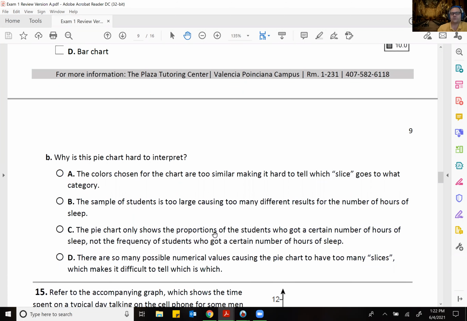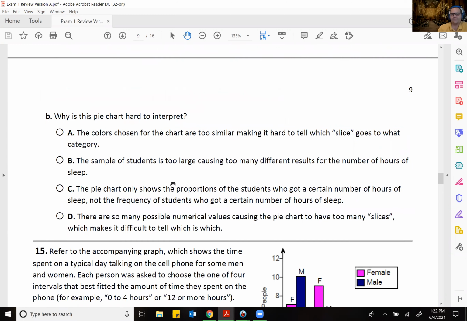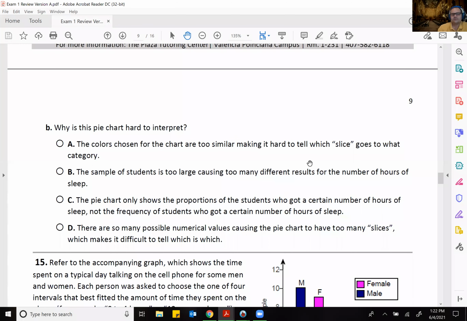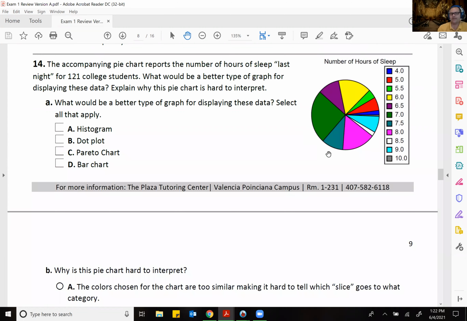The pie chart only shows proportions of students who got a certain number of hours of sleep and not the frequency. Okay, it shows the proportion of students who got a certain number of hours of sleep. All right. So that doesn't make this hard to interpret. I can look at this and I can know what the typical value kind of is.